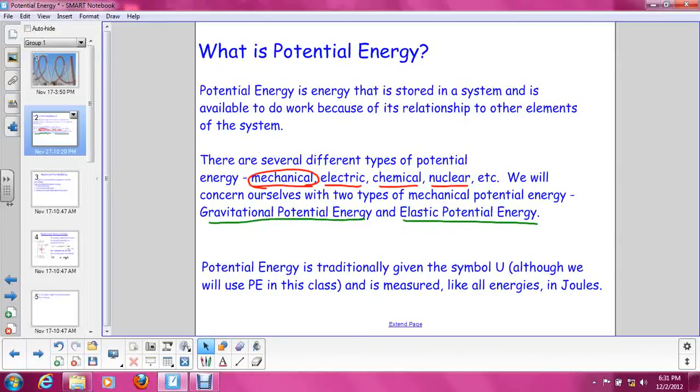Potential energy is usually given the symbol U, but in this class we are going to use the symbol PE. So anytime you see capital P, capital E, that is potential energy. And then the type of potential energy will be indicated by a subscript after. So potential energy gravitational will have a G here. Elastic will have an E, and so on and so forth. And potential energy, like any other energy, is measured in joules.